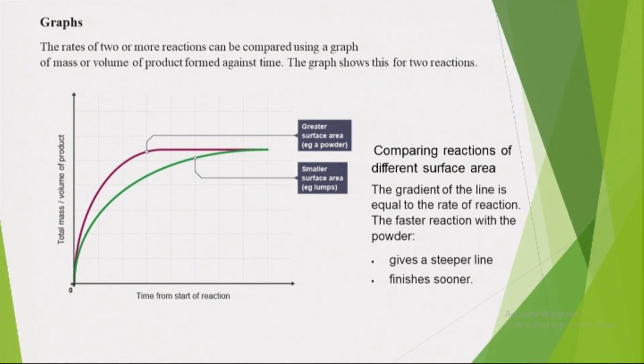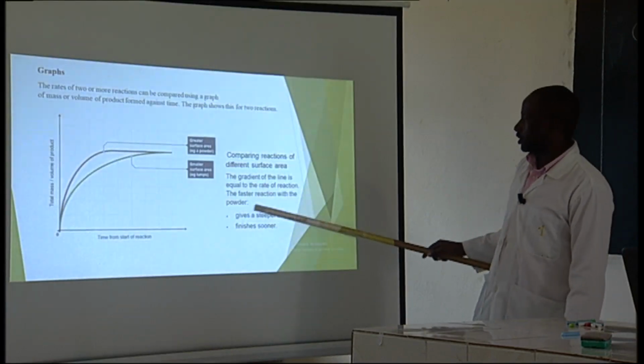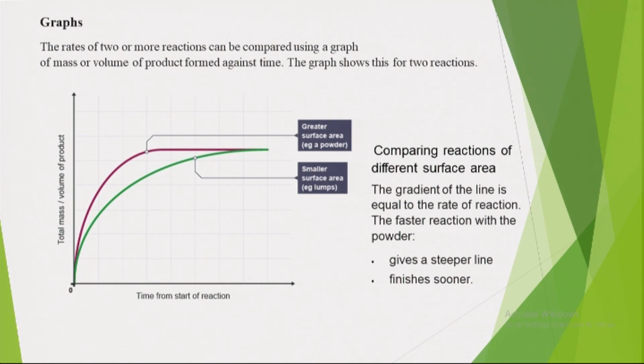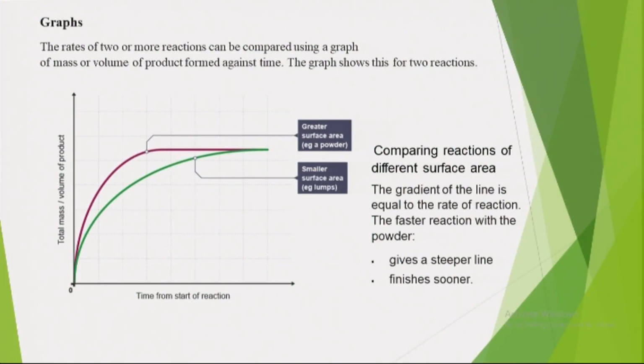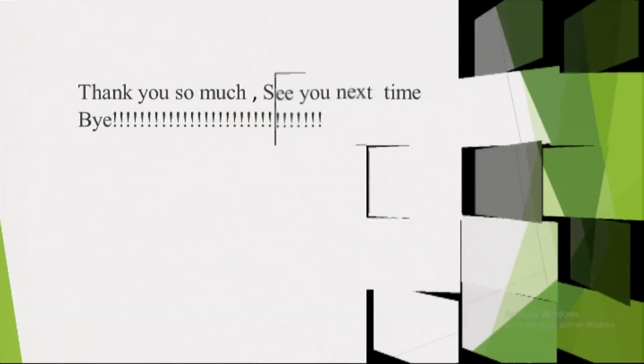This is greater surface area. The reaction occurs very fast. And this is lower surface area. The gradient of the line equals the rate. It is faster here. So this is greater surface area, which is in powder form. And this one will be in lumps, or in large chunks.